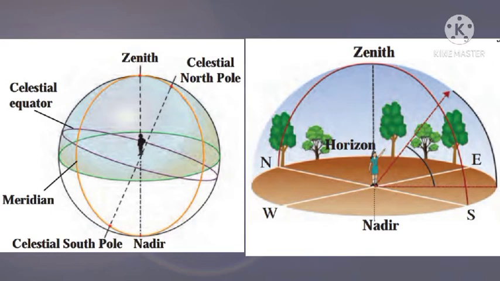Now, equator. We know that earth also has an equator, and the celestial sphere also has the equator. In the same way, it has a north pole and south pole like earth, but this sphere is imaginary, we just imagine this sphere. And the horizon is the place where we observe that sky and land are touching. That is the horizon.